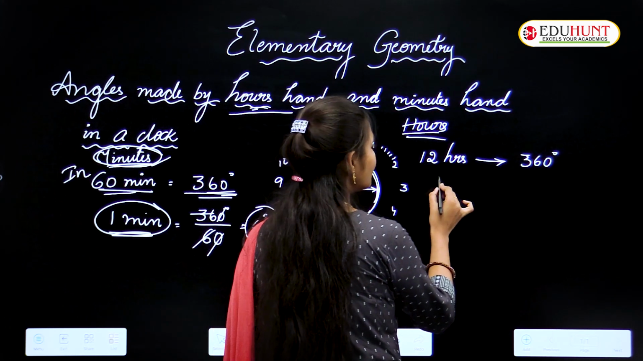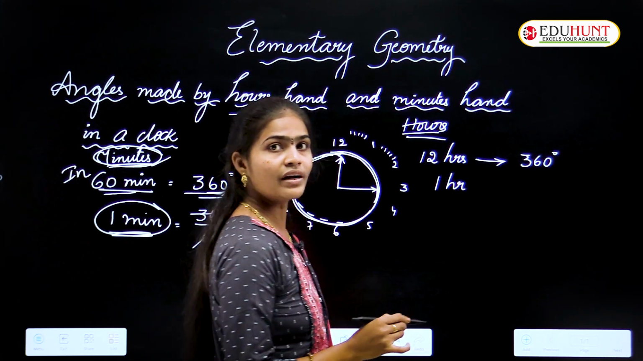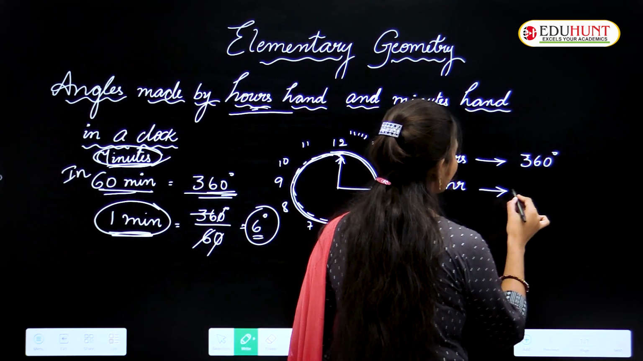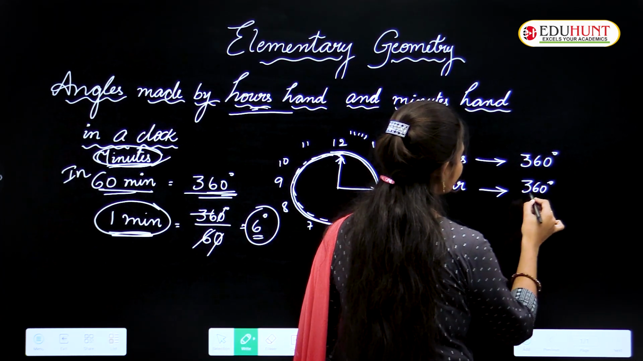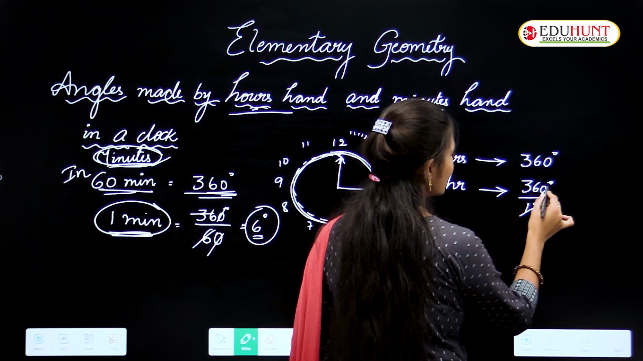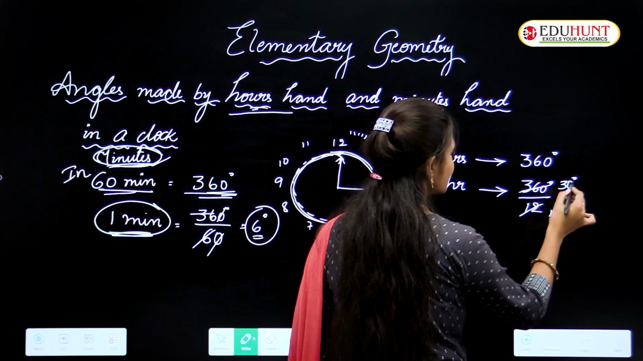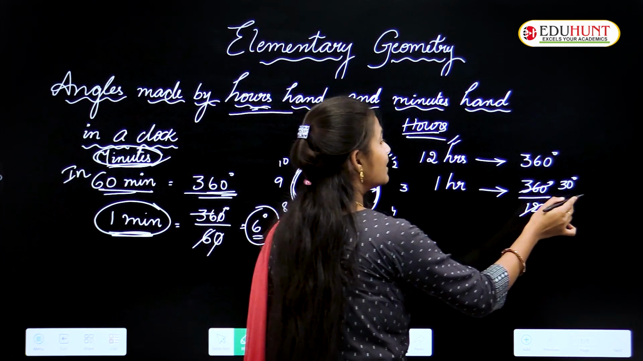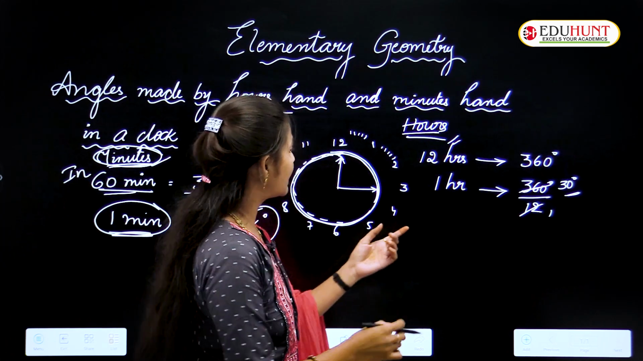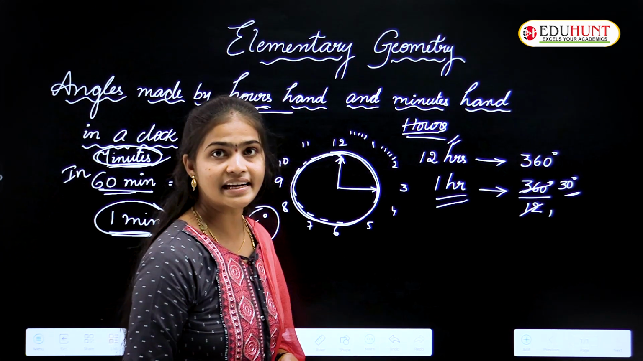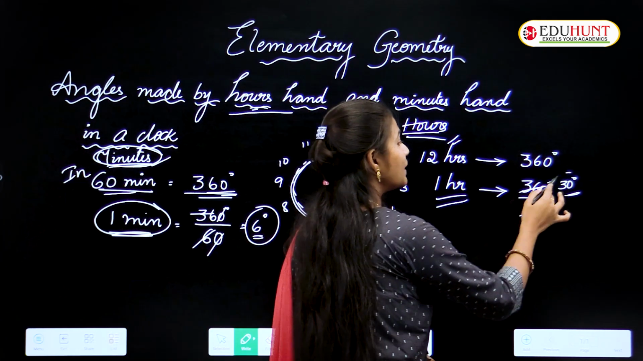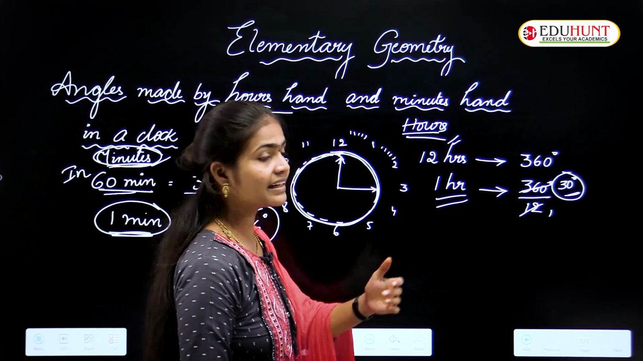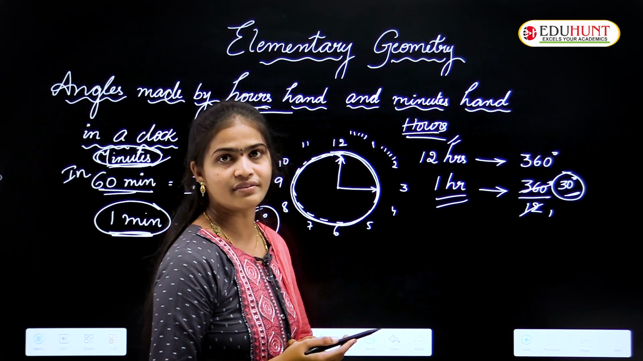So in 1 hour, how many degrees does it complete? Again the same process: in 1 hour, 360 degrees by 12. 12 ones are 12, and 12 thirties are 360. So the hours hand takes 1 hour to complete 30 degrees, or it covers 30 degrees in 1 hour.